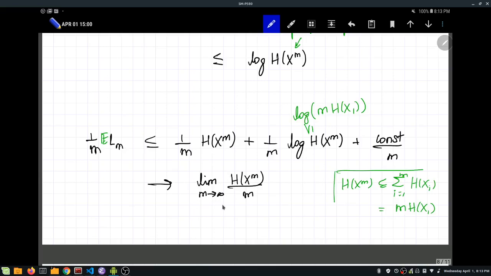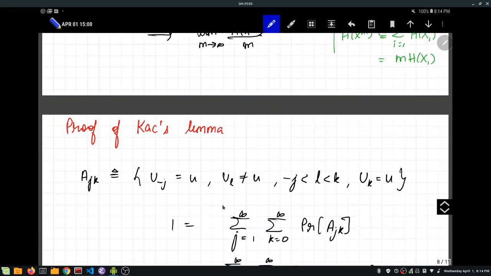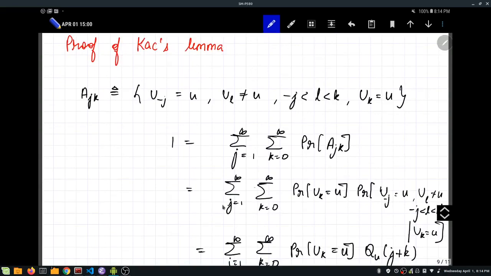So this in a sense completes the proof of optimality of LZ77, modulo the fact that we have not yet proved Kac's lemma. Let's go through that. The proof is not very complicated.